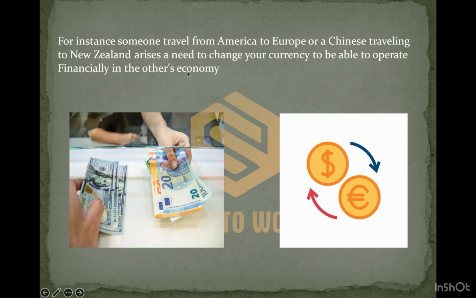For instance, someone traveling from America to Europe, or a Chinese traveler going to New Zealand, arises a need to change your currency to be able to operate financially in the other's economy. Like I just said, you can see an example of this, right? Someone is giving out his dollar and is getting euro. It means that, so by doing this, for example, you're also partaking in the foreign exchange market, because as you are doing that, that country's currency is gaining strength, right?